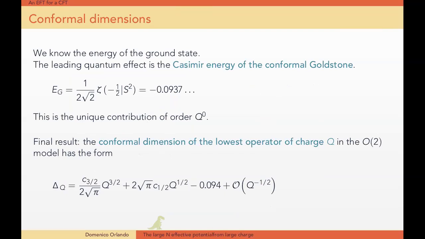And on top of that, then you can start wondering what are the quantum corrections. These are controlled by 1 over q. The leading one goes like q to the 0, and it's this number here. And this just depends on the square root of 2 of the conformal Goldstone. It gives you a number, 0.094, which is universal, at least in this universality class.